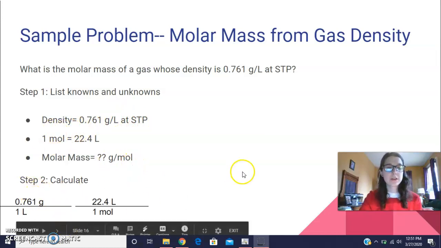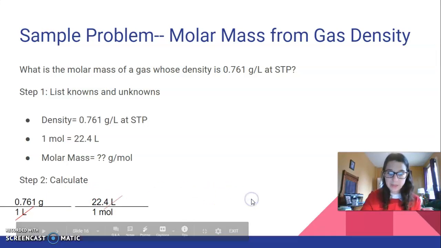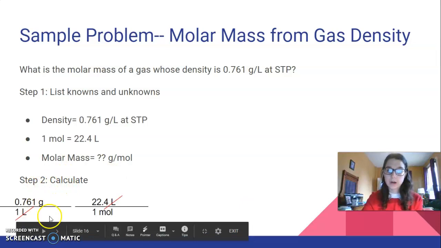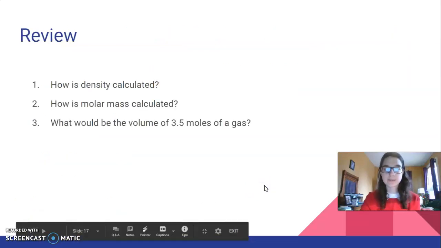So we're going to take our 0.761 grams over 1 liter, and for the conversion factor, we want liters on the opposite side. So we're going to multiply this by 22.4 liters over 1 mole. That way our liters cancel out. Our final answer will be in grams per mole, which is what we want. So we take 0.761 times 22.4, and we get 17.0 grams per mole for the molar mass.